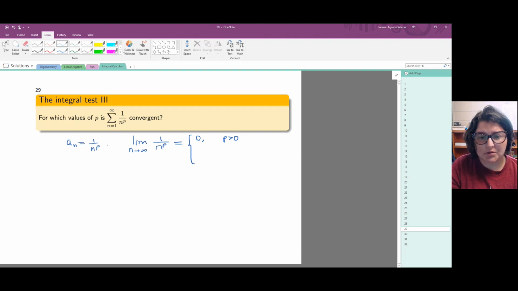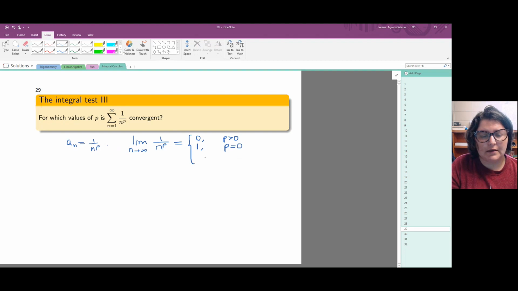But if p is equal to 0, then we have 1 over n to the 0, and n to the 0 is 1, for any n. So if p is equal to 0, then the limit of a_n is actually 1.